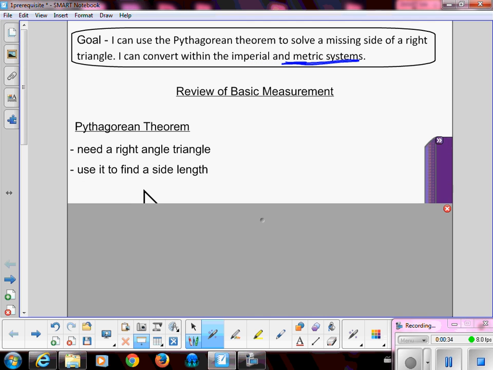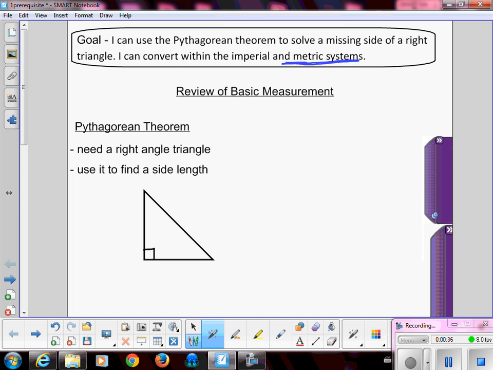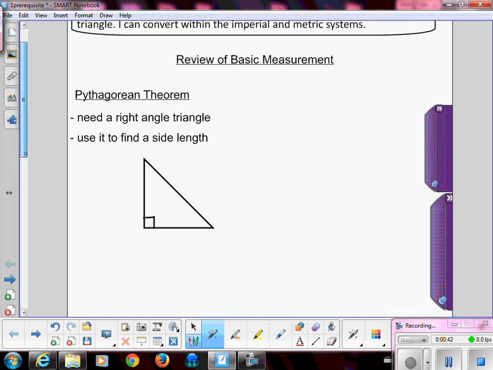So our lesson is review of basic measurement. First of all, we're talking about the Pythagorean theorem. In order to use it, I need a few different things. One of the things I need is a right angle triangle. If I don't have a right angle triangle, then the Pythagorean theorem is not something you can use. You have to go find something else. And we use it to find a side length. You don't use it to find an angle or anything else.